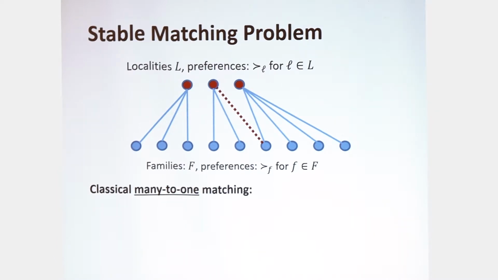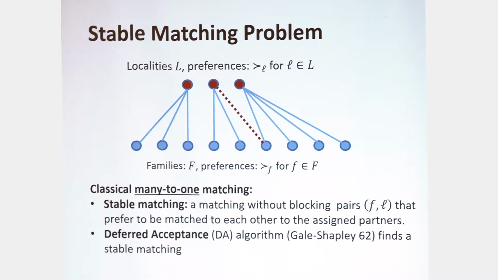In the context of refugee resettlement, there are a set of families and a set of localities. Families have ordinal preferences over localities, and similarly, localities have ordinal preferences over families. The most fundamental question in this problem is whether there exists a stable matching. And if it exists, can we find a stable matching?